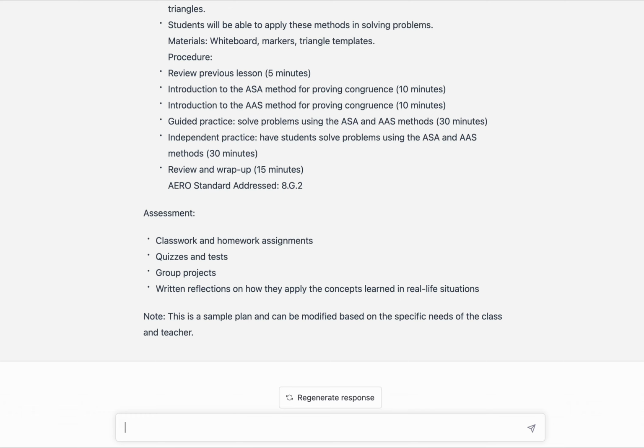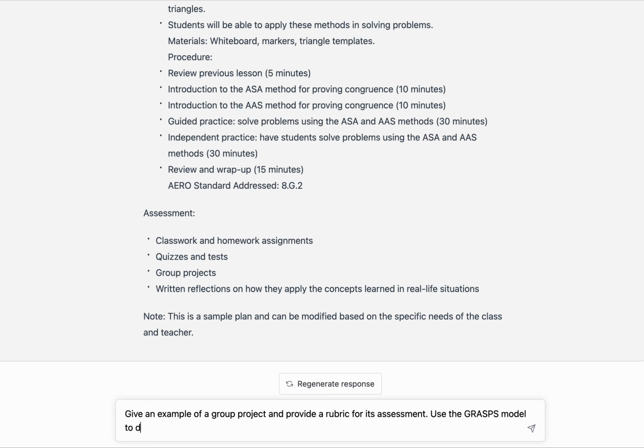I don't know. It says assessment, classwork and homework assignment, quizzes and tests, group project. I'm going to ask it to give an example of a group project and provide a rubric for its assessment. And I'm going to add another thing. Use the GRASP model to design this task.